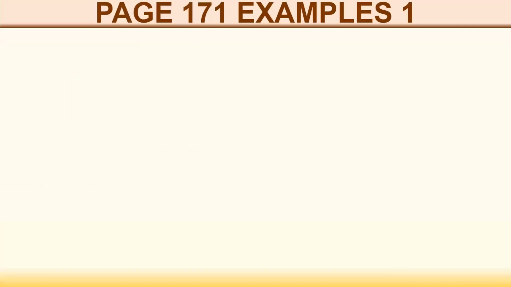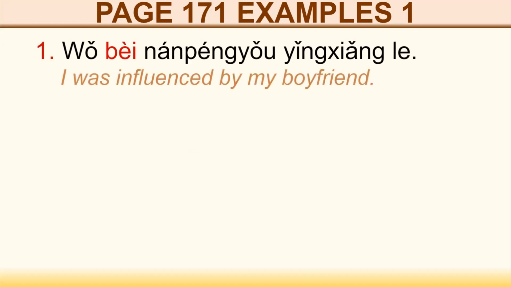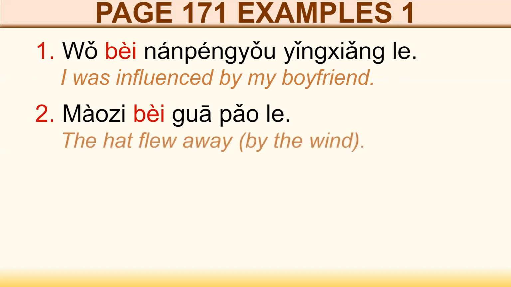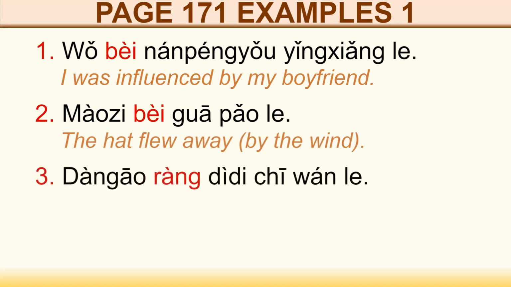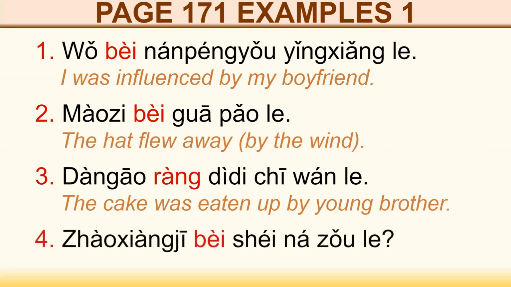Let's see some examples from the book. The first one, 我被男朋友影响了. I was influenced by my boyfriend. Number 2, 帽子被刮跑了. The hat flew away by the wind. Number 3, 蛋糕让弟弟吃完了. The cake was eaten up by the younger brother. 照相机被谁拿走了? Who took the camera? Or literally, the camera was taken by who?